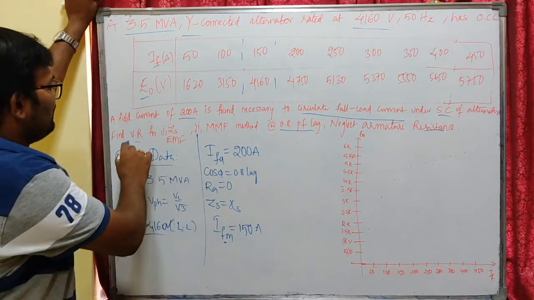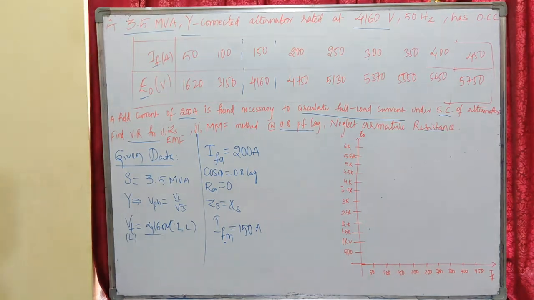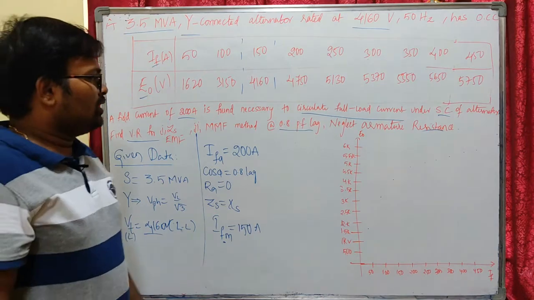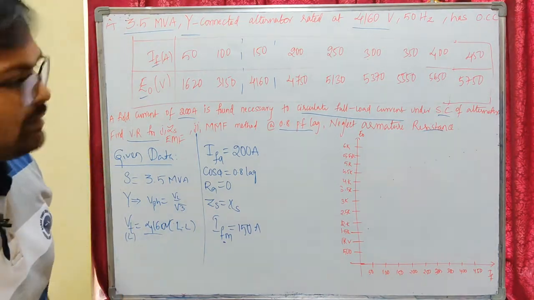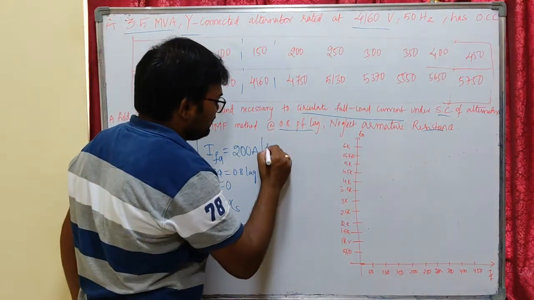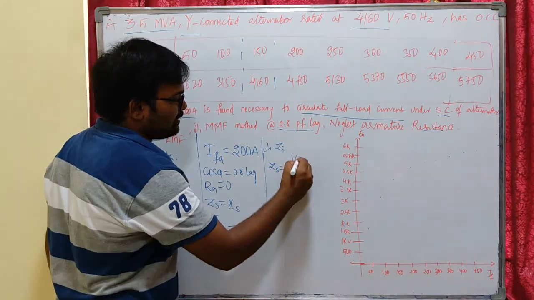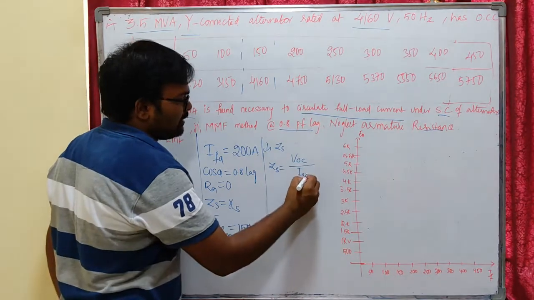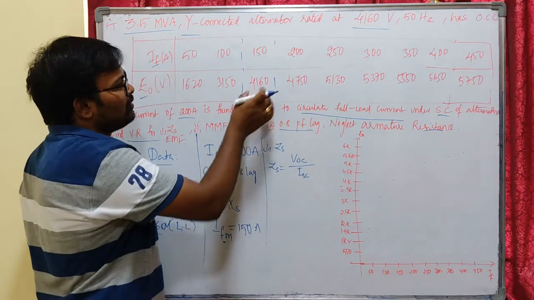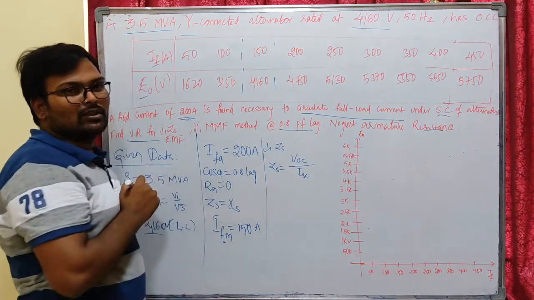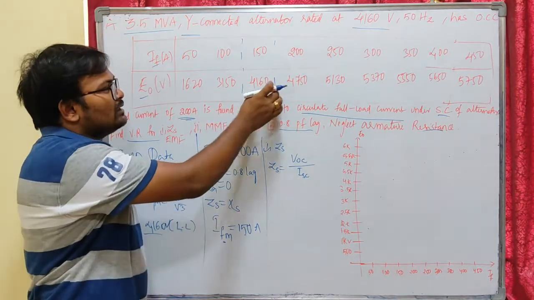Okay, so this is the data given. We have to find the voltage regulation by the synchronous impedance method and the MMF method. Okay, so let us try to perform the synchronous impedance method first. In the synchronous impedance method we are going to find ZS, that is ZS equal to open circuit voltage by short circuit current. Here the open circuit voltage is nothing but, for 200 amps of short circuit current, what is the open circuit voltage? This is what we are going to find. This is not the rated voltage, this is the open circuit voltage.